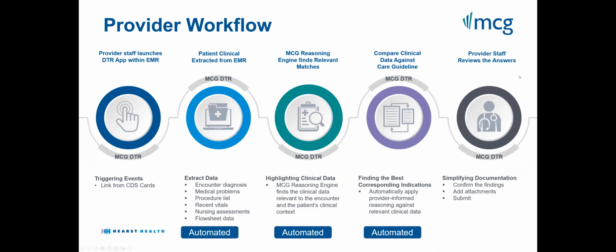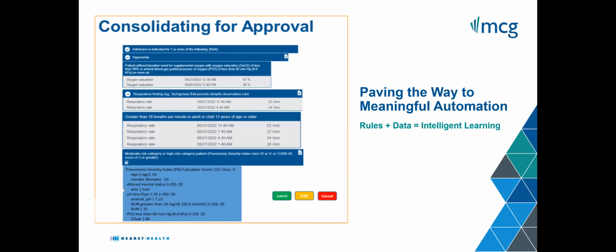So tying it all together here. The provider staff launches the application within the EMR. The relevant data is extracted. Our reasoning engine looks for data that satisfies our criteria, which we surface as matches. The provider confirms, they add attachments and answer any questions that require a human. This information then gets brought together for the reviewer and is submitted to the payer. Next slide, please.